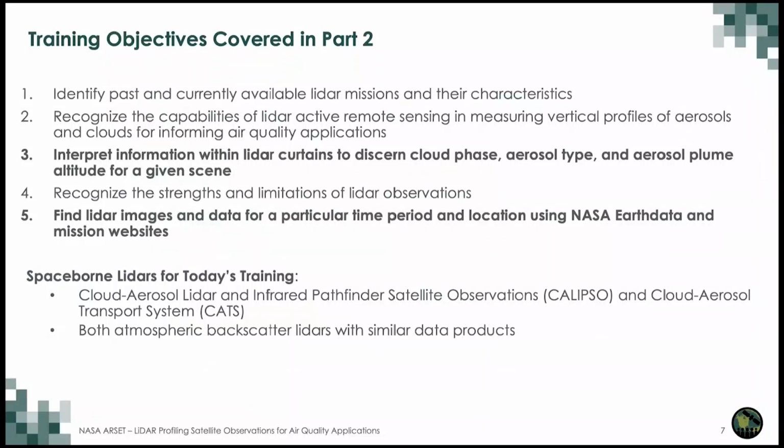And the focus of today's training will be using real data from 2 of NASA's airborne LiDAR systems, Calypso and CATS. These 2 were primarily developed for aerosol and cloud profiling. In part 1, we covered many other LiDARs that measured the atmosphere but necessarily weren't developed for atmospheric applications. So today we're going to be focusing on Calypso and CATS, and at the end we'll show you how to access data from those 2 LiDAR systems.